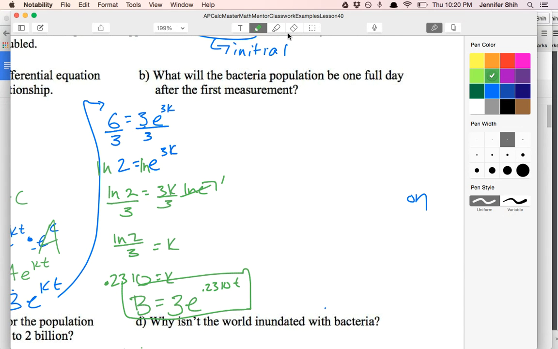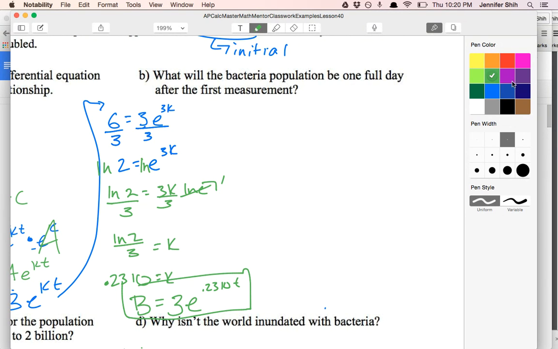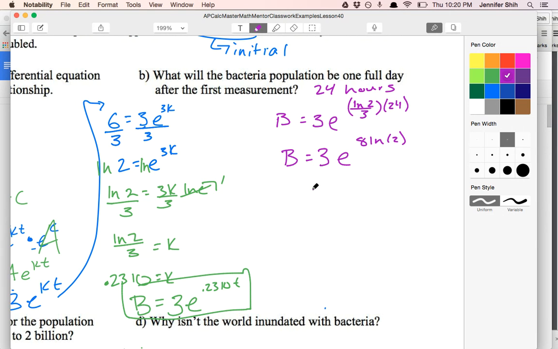How much bacteria will be present in 1 full day? In 1 full day, that means that's going to be 24 hours. So if we plug in 24 for this t, we have B is equal to 3e. I'm going to use this constant instead, ln of 2 over 3 times 24. Because I'm going to get 3e to the 8 ln of 2. Then I'm going to get 768 million in 24 hours. That's how much bacteria is going to be in there.